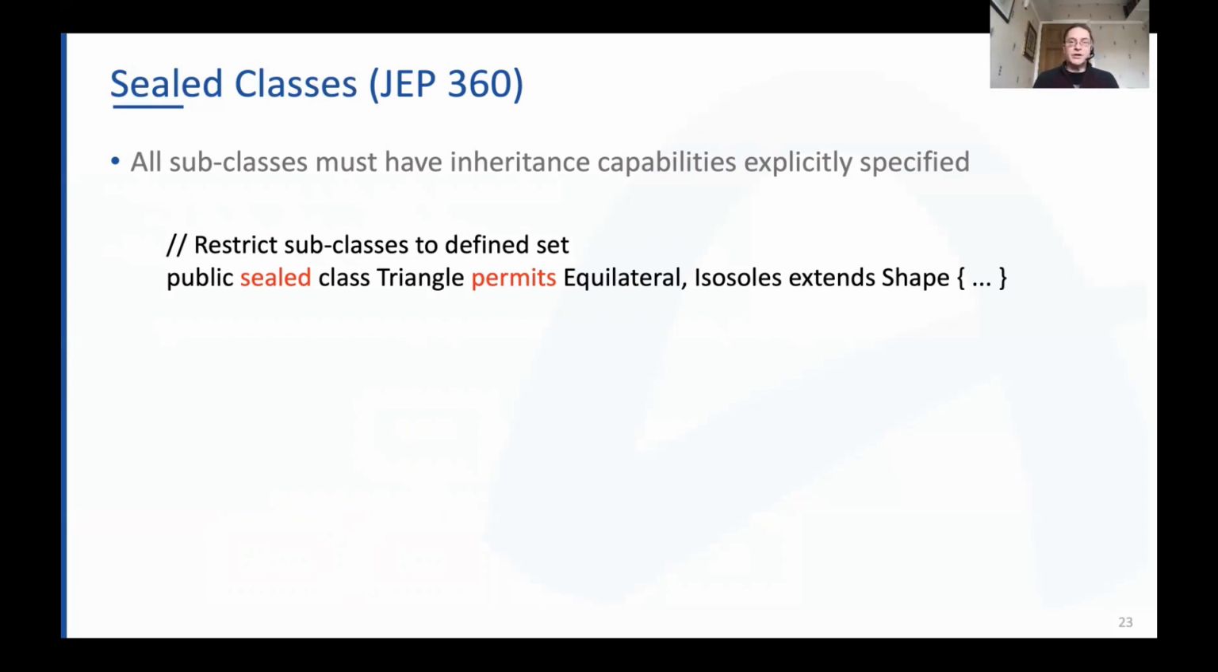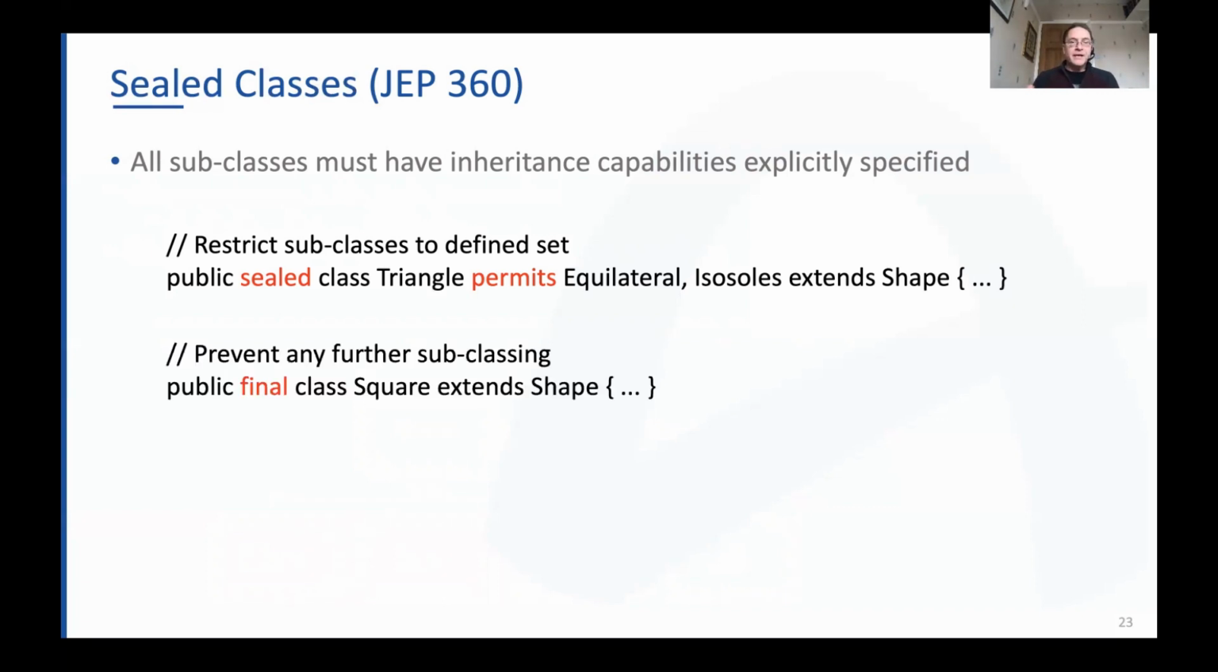So we could do public sealed class triangle, and then we could say, okay, that permits equilateral and isosceles and extends shape. Another alternative is we could actually prevent any further subclassing. So we could make it final, and that effectively seals it completely, turns it off.